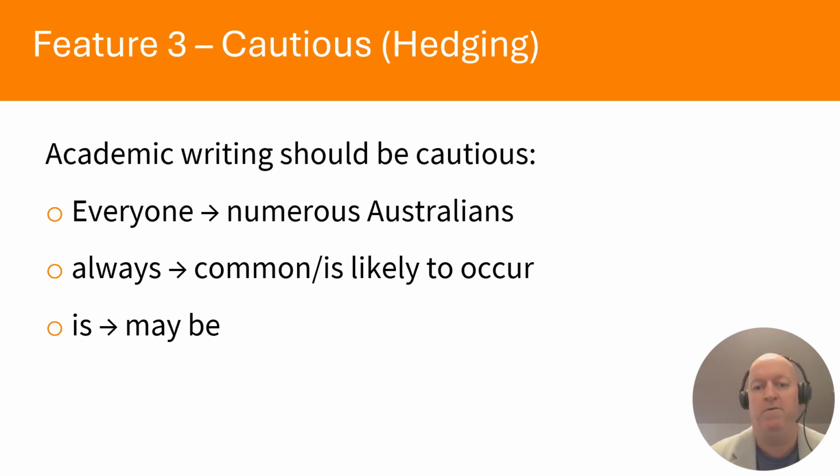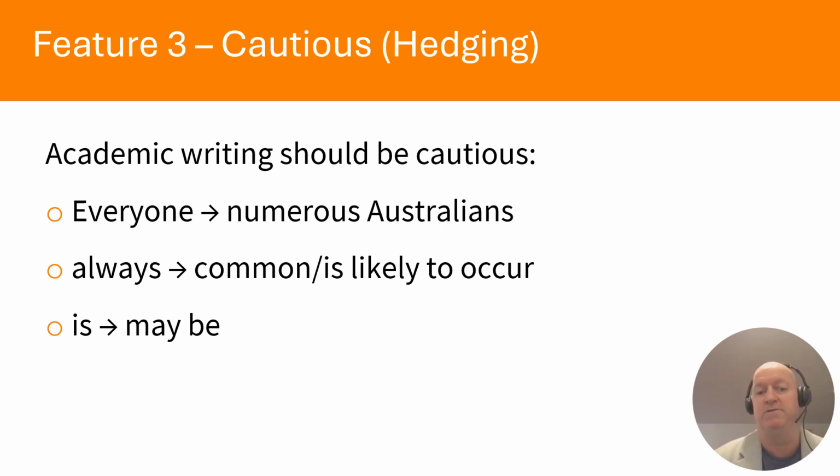Hedging is another form of academic writing that's very important. As it says here, academic writing should be cautious. I like to say step on eggshells. Just be very careful what you say or what you write. So instead of saying, for example, everyone, maybe you could say numerous Australians. So you've been more specific there, aren't you?